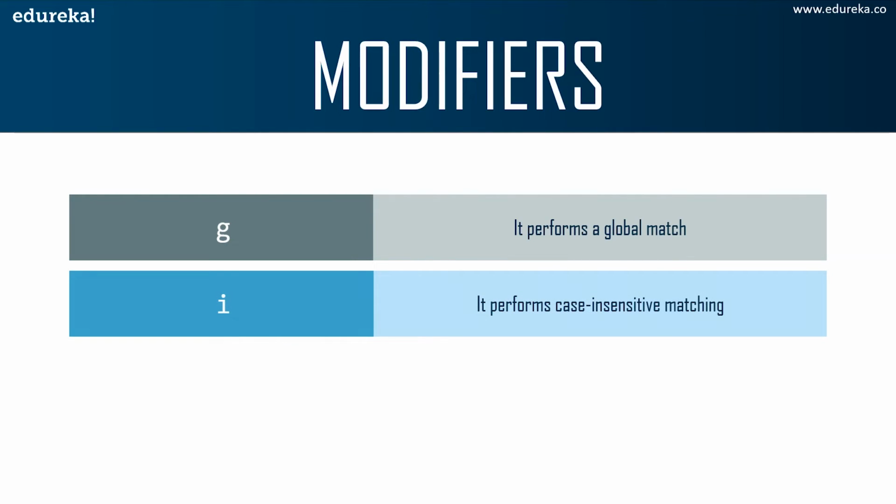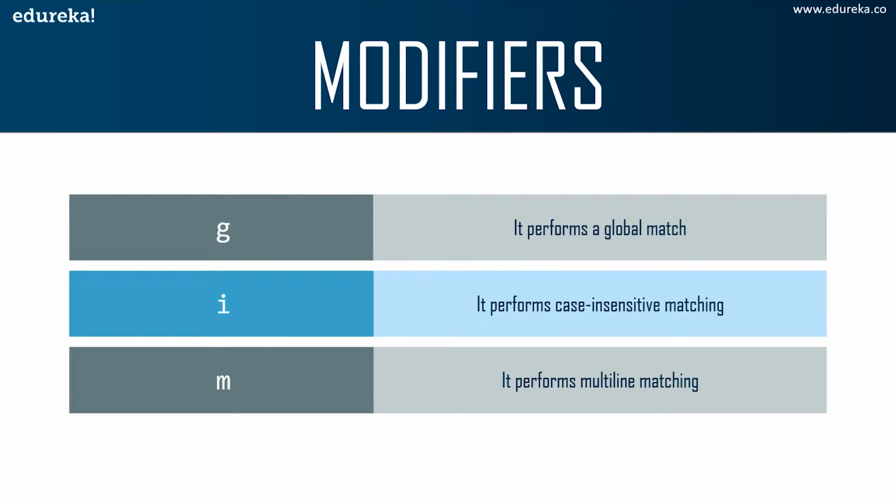Next up, we have the i modifier. The i modifier performs case-insensitive matching. For example, you have a word which contains both capital letters and small letters, but while performing the search, it would use case-insensitive matching. And finally, we have the m modifier. This performs multi-line matching. If you have 3 or 4 lines in your string, it will perform multi-line matching, that is, find that particular word or character in all of those lines present in your string. So these were the three main modifiers that we have.